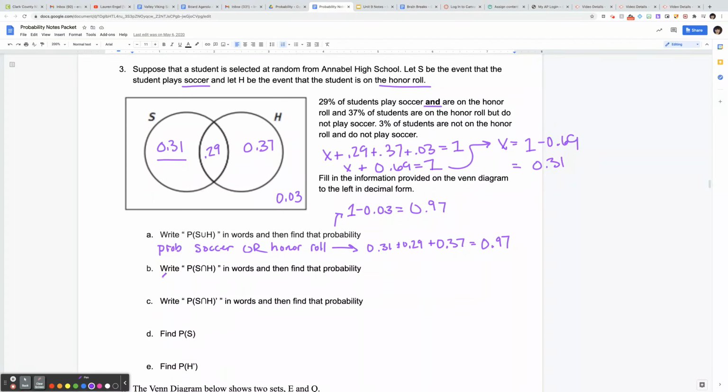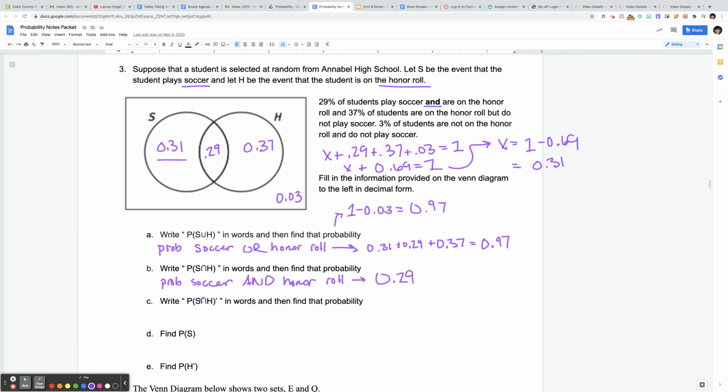Okay, so B says write this second one here in words. So this is the probability of soccer, and then remember this intersection right here means and. So soccer and honor roll. And that one they actually gave to us in the problem. It's just 0.29, whatever that intersection value is. All right, so then this last one here.